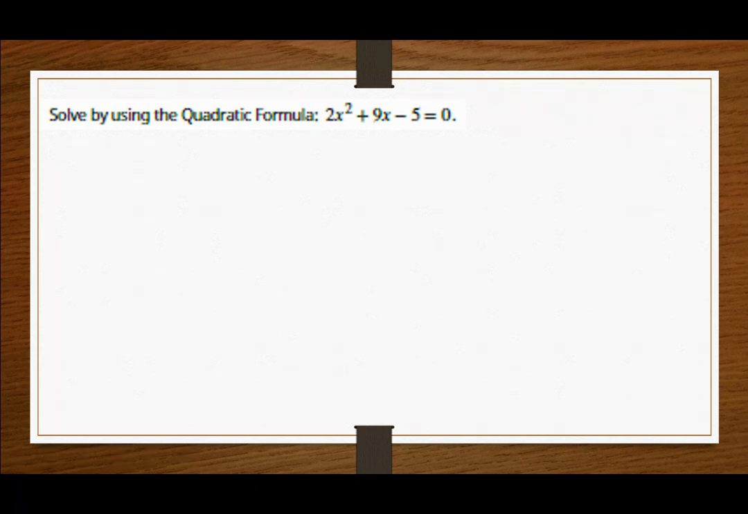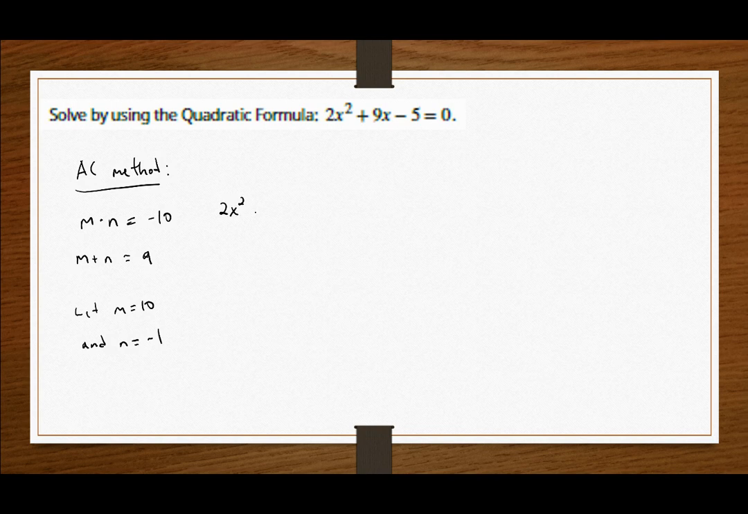Here's an example where I'm asked to solve by using the quadratic formula. But truthfully, we could also solve this using the AC method. By identifying factors that multiply together to give me a times c, which in this case is negative 10, we can also identify values m and n such that they add to give me positive 9. So if we let, for instance, m equal 10 and n equal negative 1, we ought to be able to split our middle expression, 9x, into two parts.